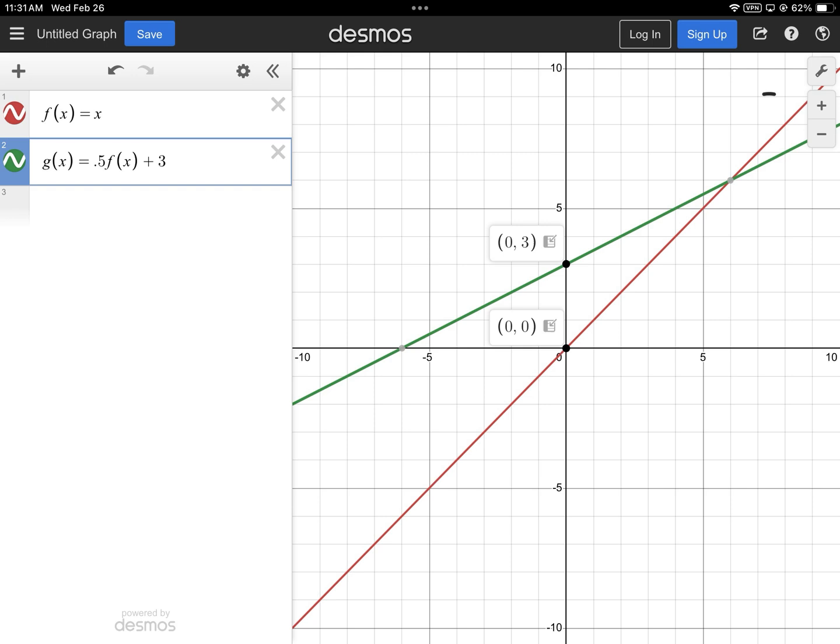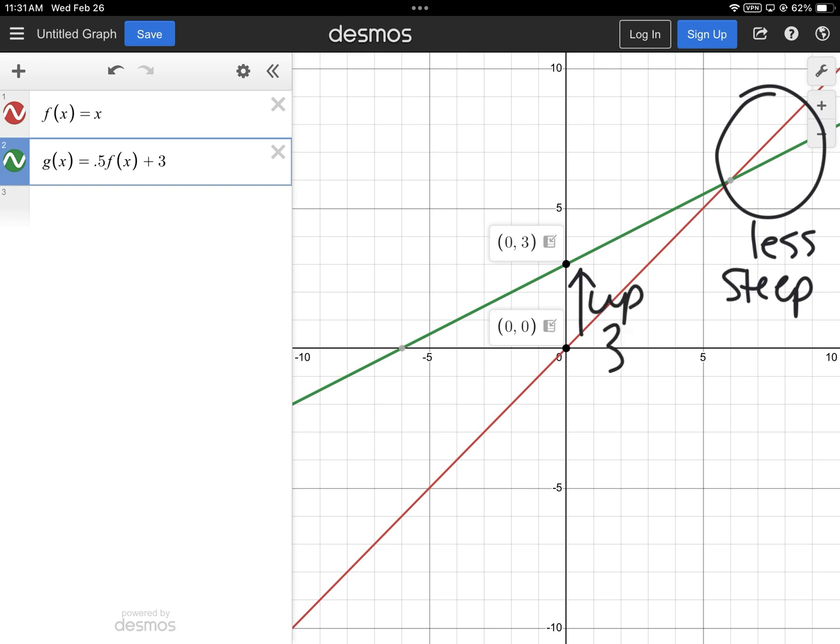I want you to notice this part. How did the green line change compared to the red line? It is less steep. Okay. What number do you think did that? The 1/2 or the plus 3? The 1/2. Okay. And then what did this plus 3 do? What do you see happened here? Yeah, it went up 3. So we're going to write that on our notes.